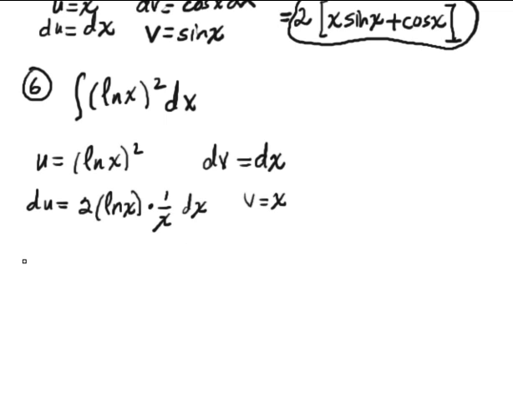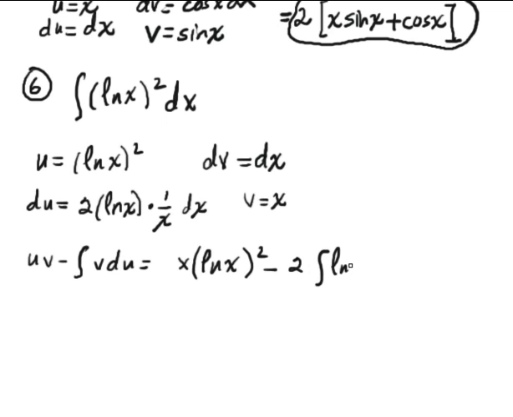So form uv minus the integral of v du, and that's x ln x squared minus the integral of this times this. So the x and the 1 over x, that's equal to 1. So we have the integral of 2 times ln x. And this we did already. We did this integral.